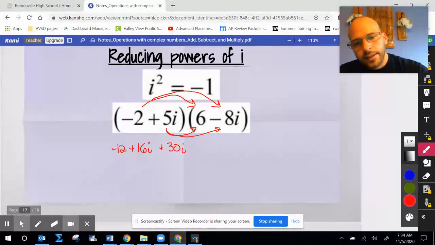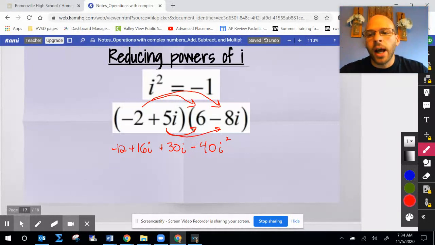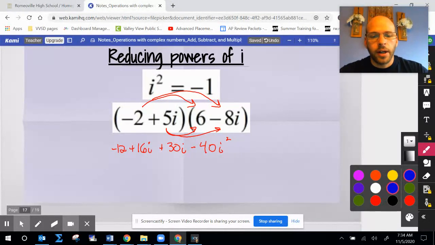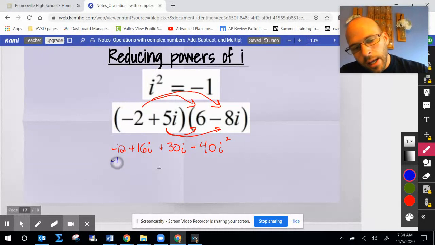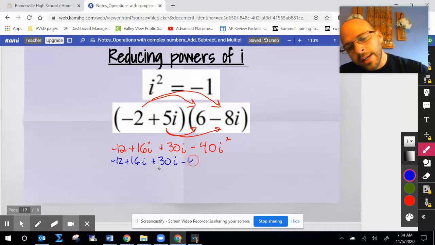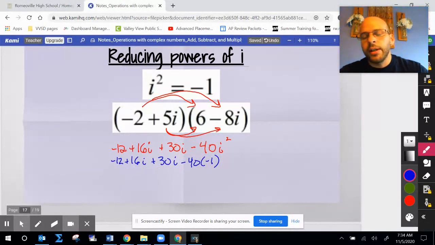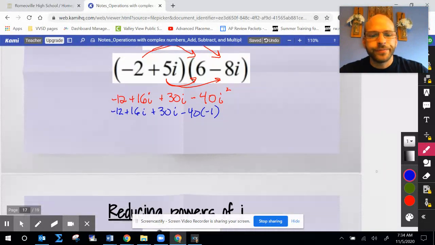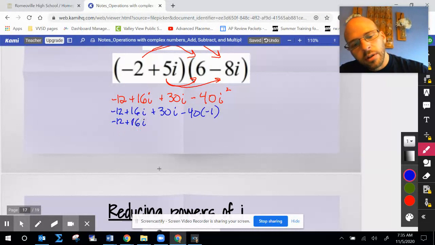And 5i times a negative 8i is a negative 40i squared. Don't forget your squared, because remember, i times i will give me i squared. All right, so 5i times 8i, 40i squared. So now I'm going to rewrite this, except when I rewrite it, instead of the i squared, I use that property that i squared is a negative 1. I'm going to then start to reduce it. And then negative 40 times negative 1 is a positive 40.